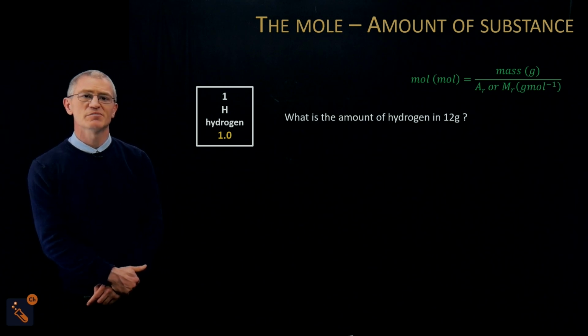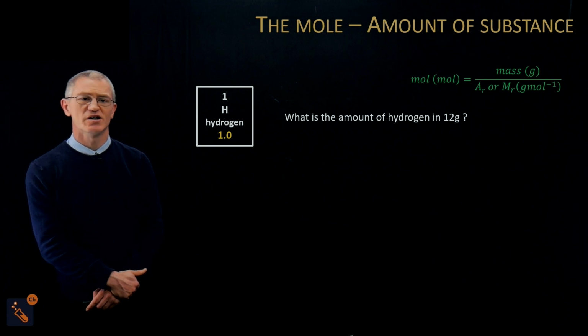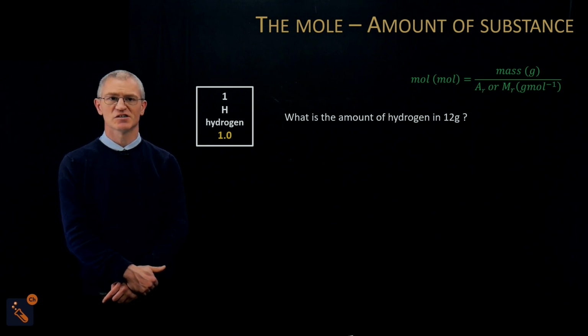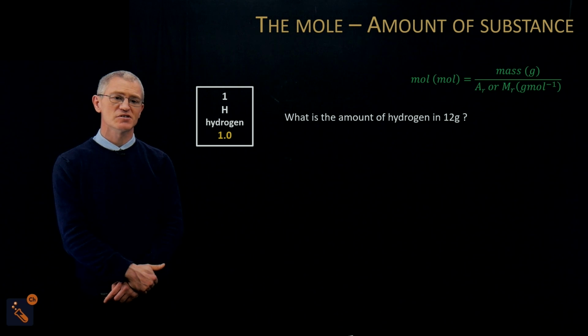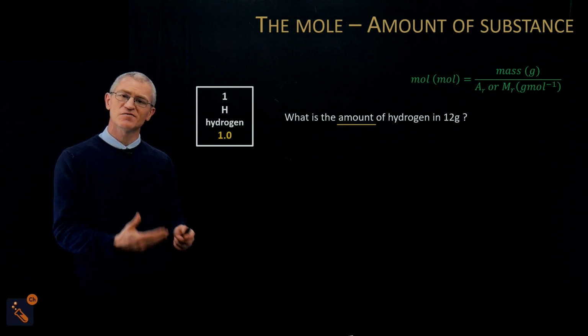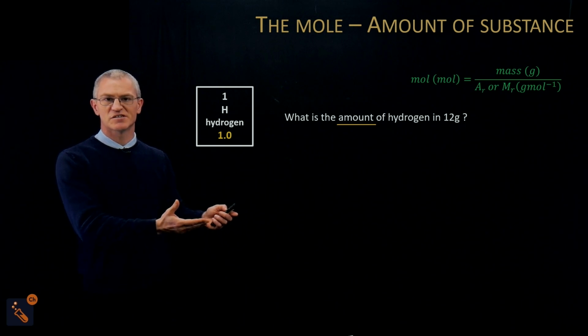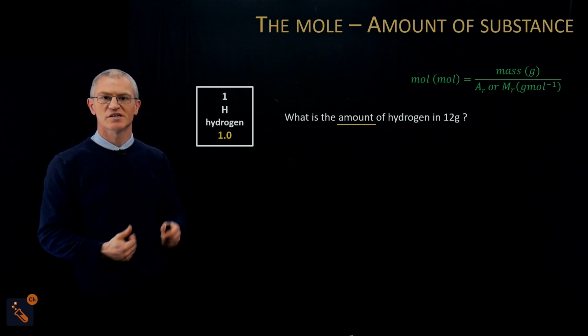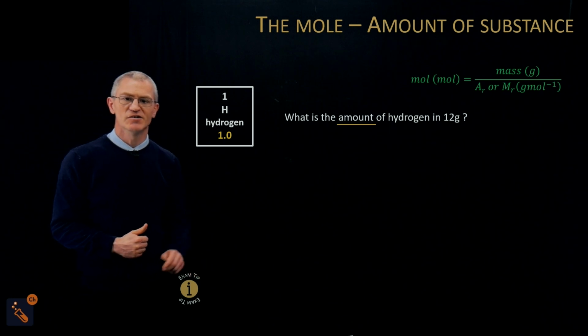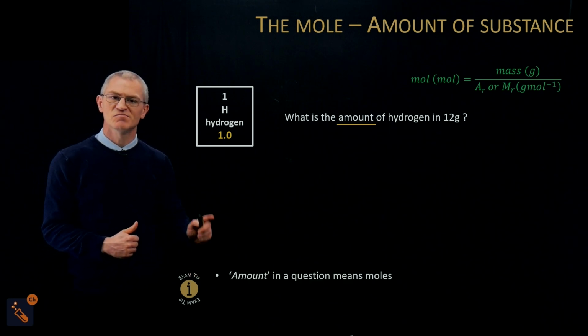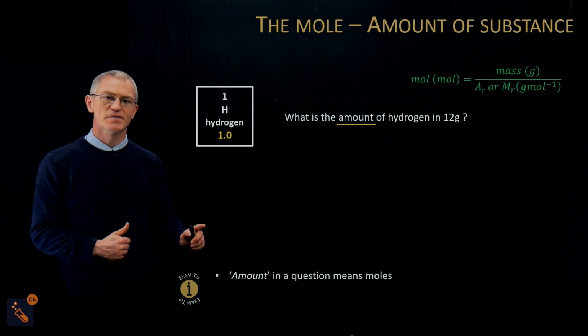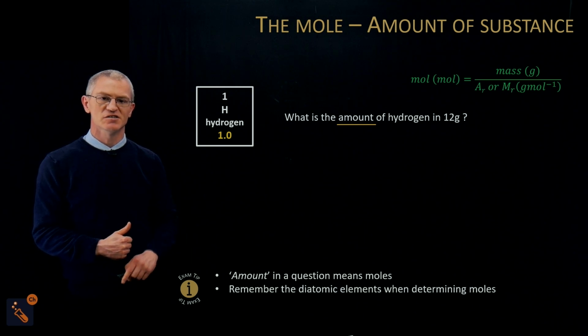Now, let's put that up there and then look at some examples. So if we have, what is the amount of hydrogen in 12 grams? So you have 12 grams. This time, the amount, which is a really important term, is often used in exam papers to denote the word mole. So our exam tip right now is that amount in a question means moles. So if you see it, that's what you need to do.